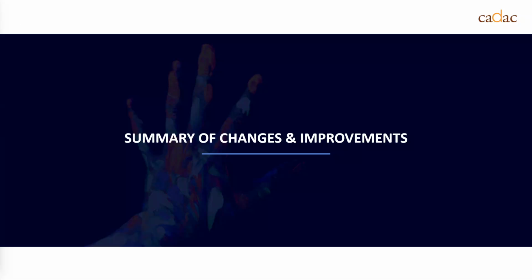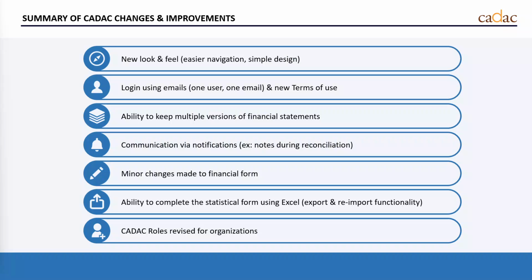So now we can look at the summary of changes and improvements. The new CADAC is supposed to have a new look and feel, so it's an easier navigation with a simpler design. You are now able to log in using emails, so one user, one email, and you have new terms of use. You also have the ability to keep multiple versions of financial statements, as well as communicate via notifications. So this is, for example, notes during reconciliation.